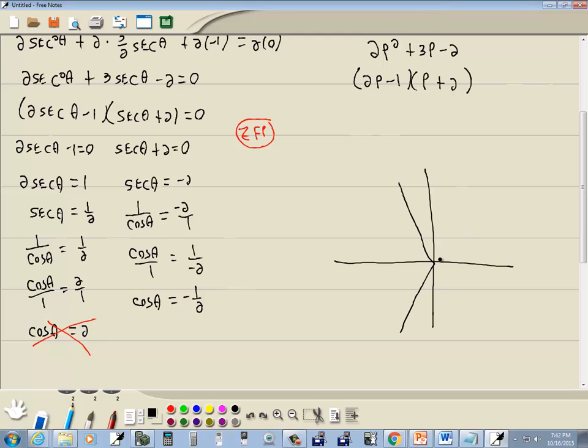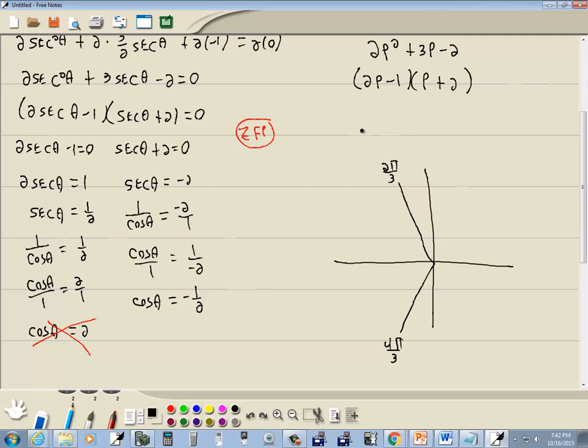Let me think this through. Let me see. Pi over 6, 2 pi over 6, 3 pi over 6, 4 pi over 6, or 2 pi over 3. 4 pi over 6, 5 pi over 6, 6 pi over 6, 7 pi over 6, 8 pi over 6, or 4 pi over 3. And then that's 8 pi over 6, 9 pi over 6, 3 pi over 2. Okay, that checks.